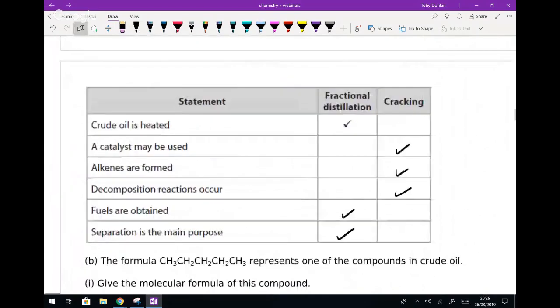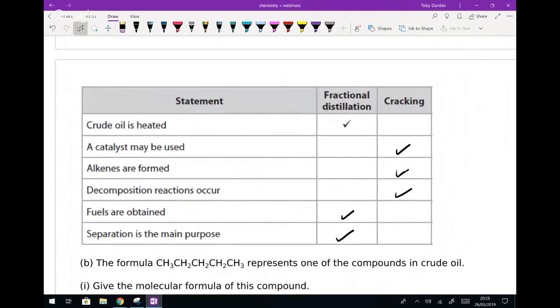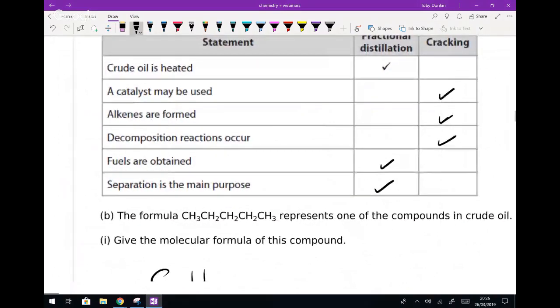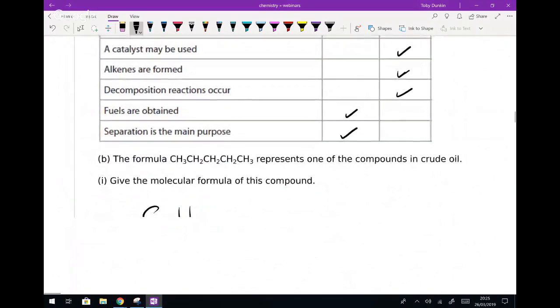Next, fractional distillation. First one: crude oil is heated. That's fractional distillation. A catalyst may be used. That's cracking. No catalyst for practice. Alkenes are formed. That's cracking. Decomposition occurs. We don't want to smash the oils in fractional distillation. That's a waste. Fuels are obtained, that's fractional distillation, and separation is its main purpose in practice.